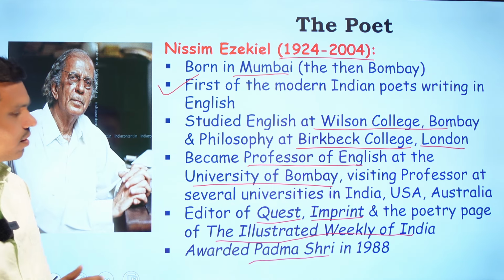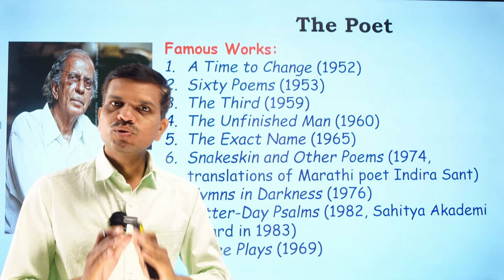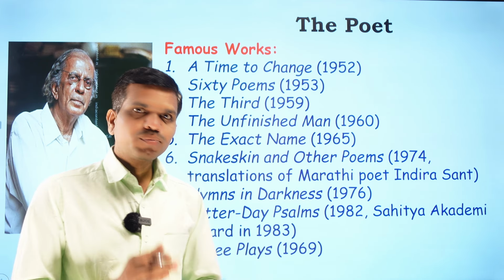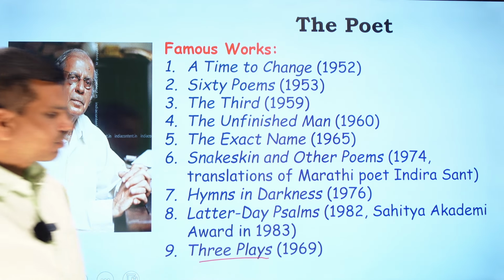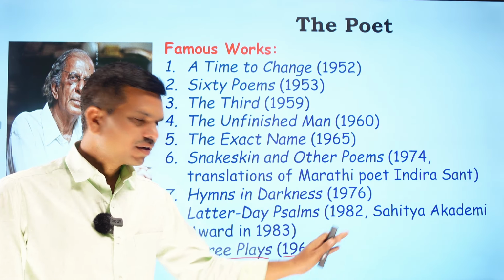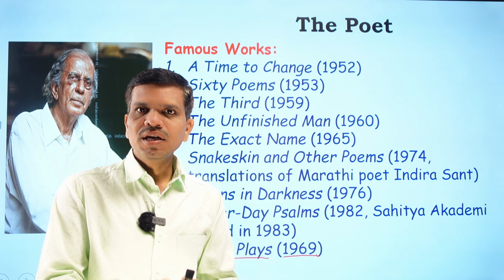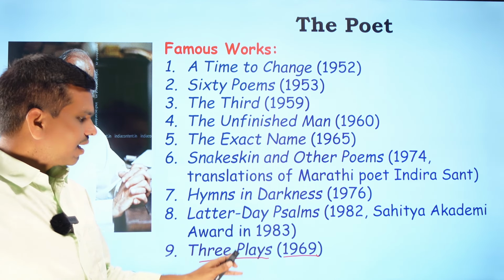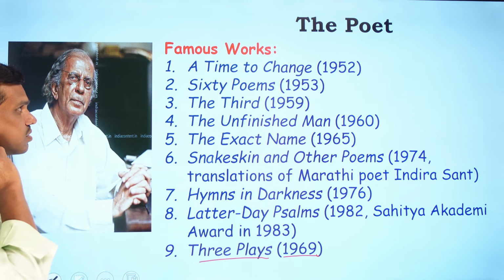Now let's understand some of the major works he composed. Basically he composed poetry, and there are many poetry collections, but he also composed three plays. This is called Three Plays, published in 1969, which included Nalini, Sleepwalkers, and another play called Marriage Poem. So these three plays were included in this collection in 1969.